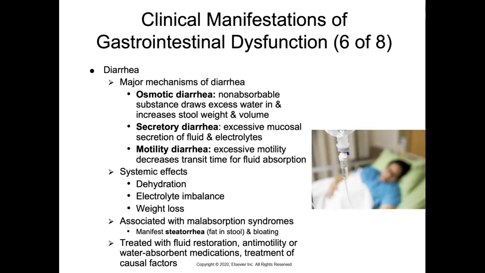Now, if this diarrhea lasts, we can see systemic effects, and that's going to include dehydration, electrolyte imbalance, namely hyponatremia and hypokalemia, and weight loss. And we see this frequently with malabsorption syndromes that are going to manifest things like steatorrhea, which is fat in the stool, and bloating. So to diagnose someone, we want to have some stool studies done, abdominal imaging, endoscopy, and intestinal biopsies. And to treat this, first is going to be fluid restoration, especially if we see dehydration taking place, anti-motility or water absorbent medications.